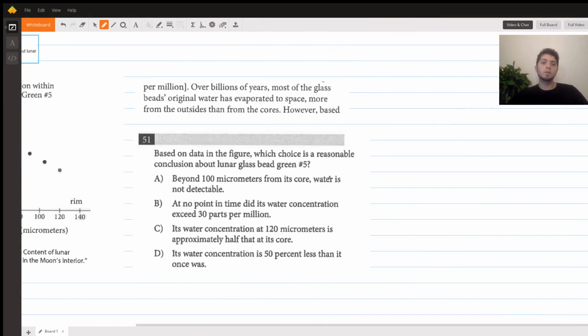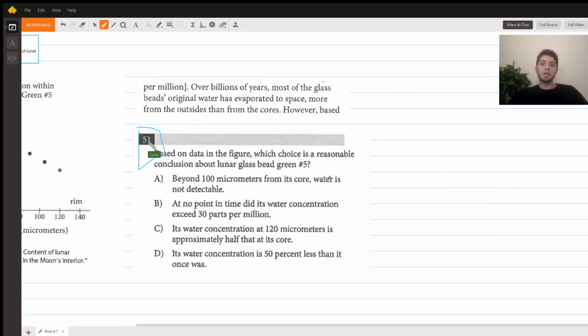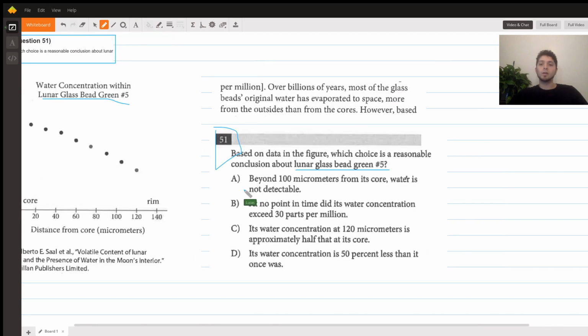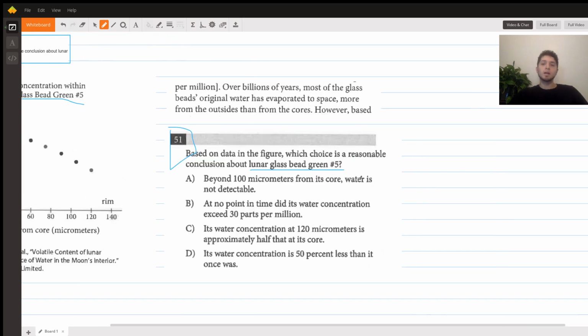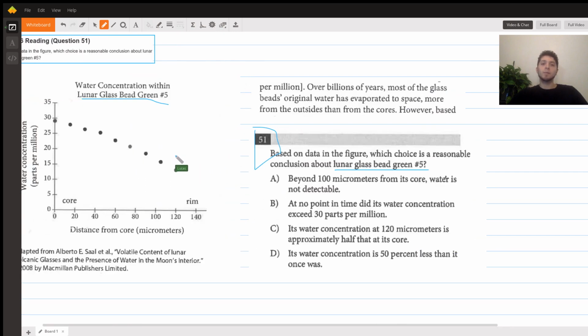So today we're going to do question 51, and this is from the SAT number 16. And the question reads, based on the data in the figure, which choice is a reasonable conclusion about lunar glass bead green number 5? So here we have a figure question. It's all about lunar glass bead green number 5, so we don't have to worry about choosing between different beads. And basically we need to choose a correct claim or a reasonable claim based on what we have here.